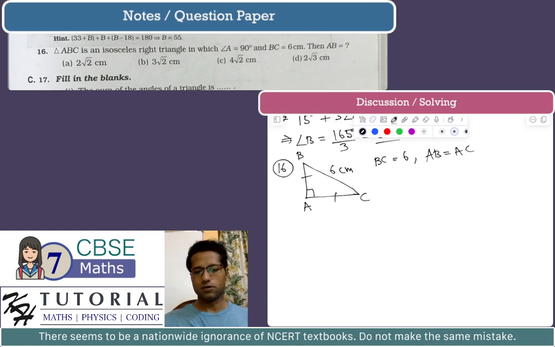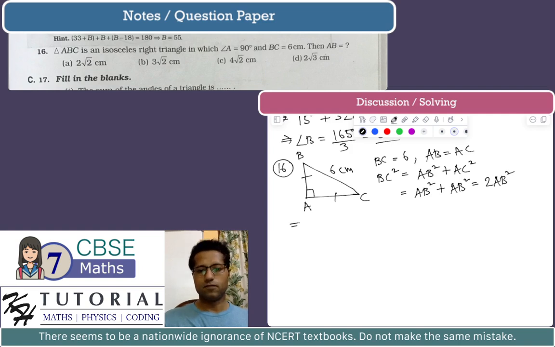Now using Pythagoras theorem in this right angle triangle, we have BC square is equal to AB square plus AC square, and we have to find AB. Now since AC is equal to AB, we can write AC square as AB square. So this is equal to twice of AB square.